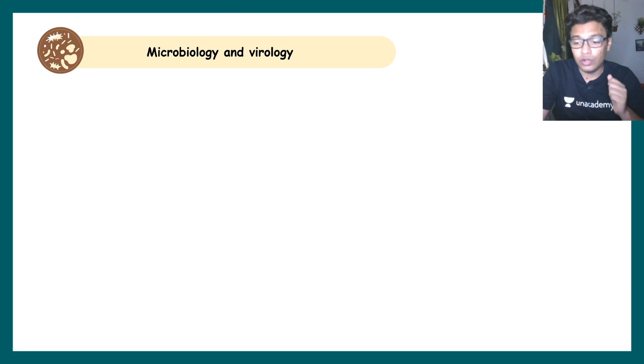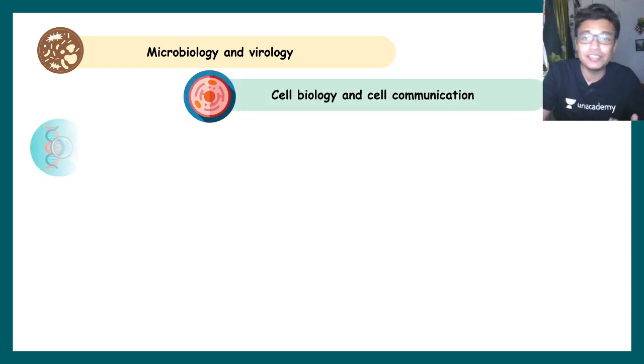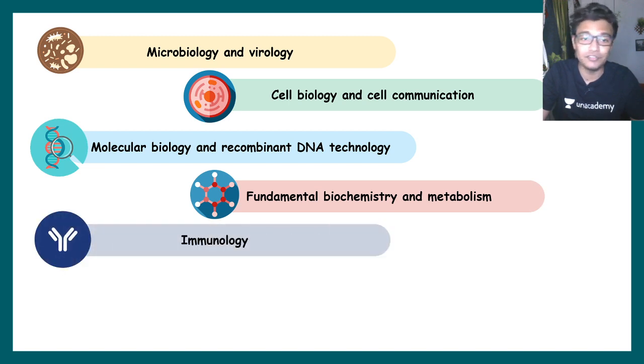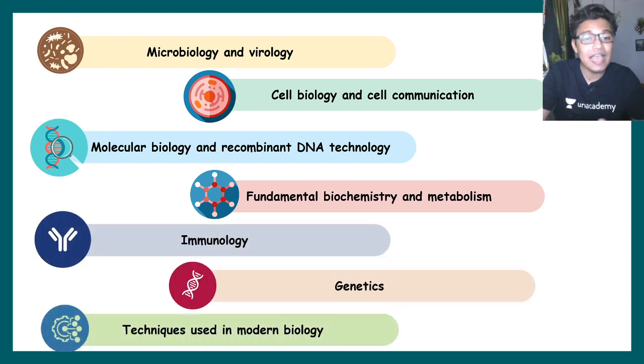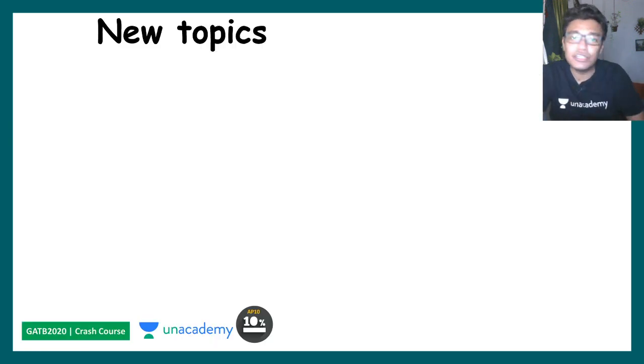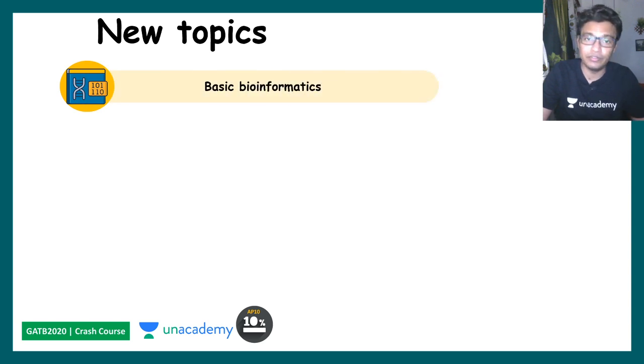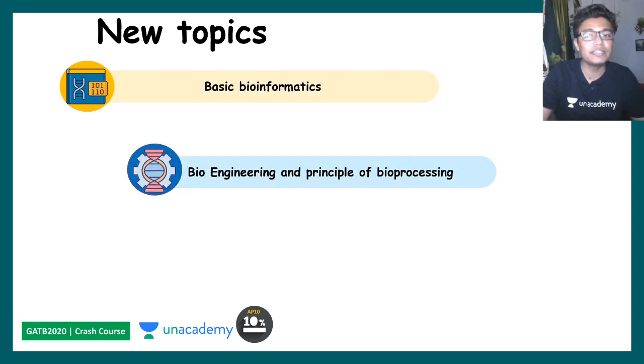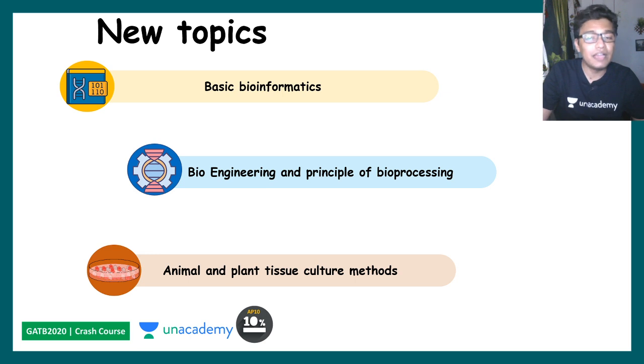Now, GAT B 2021 or 2020 had all those classic syllabus that it had previously when it was JNU CEB, like microbiology, cell biology, molecular biology, fundamentals of biochemistry, immuno, genetics, and methods in biology. All of these things were there before and they are still there now. But there are a few new additions, and people are going nuts about how to prepare for these particular topics. These new topics include bioinformatics, bioengineering and bioprocessing, animal and plant tissue culture.